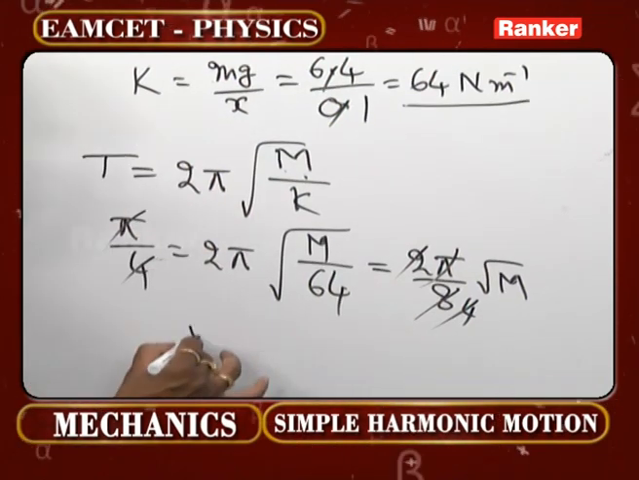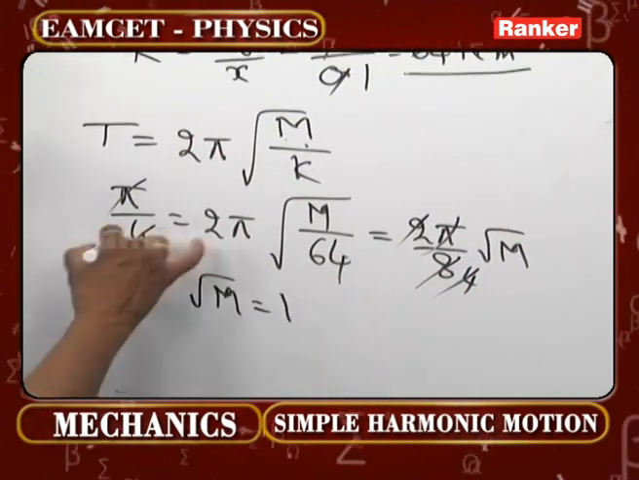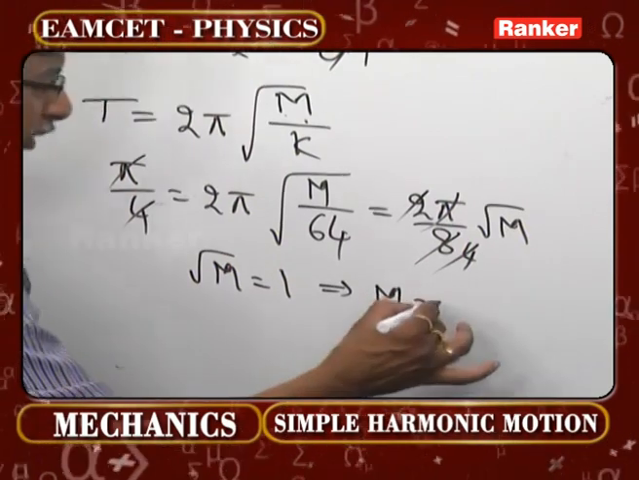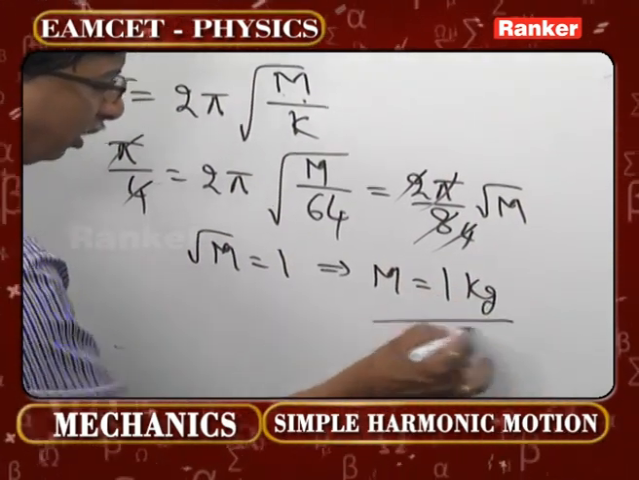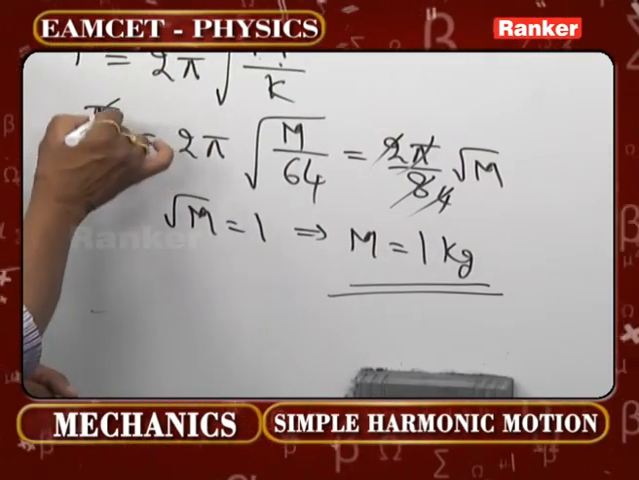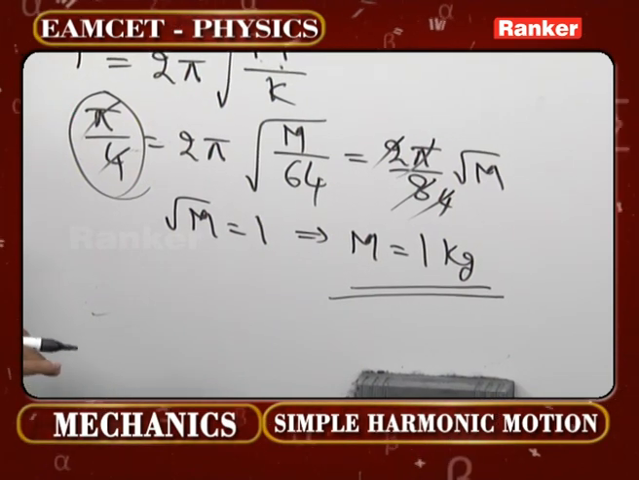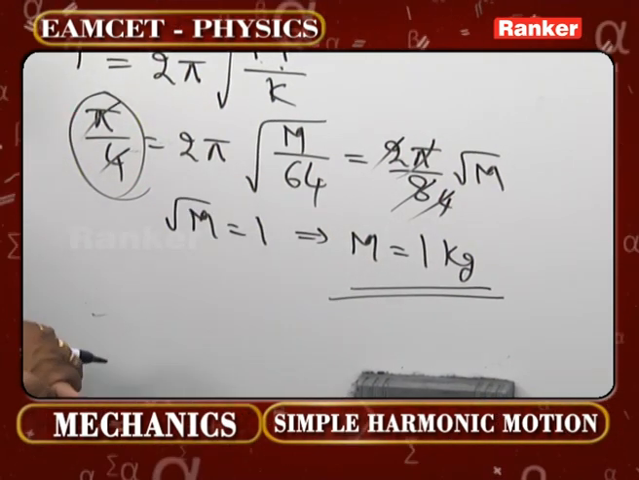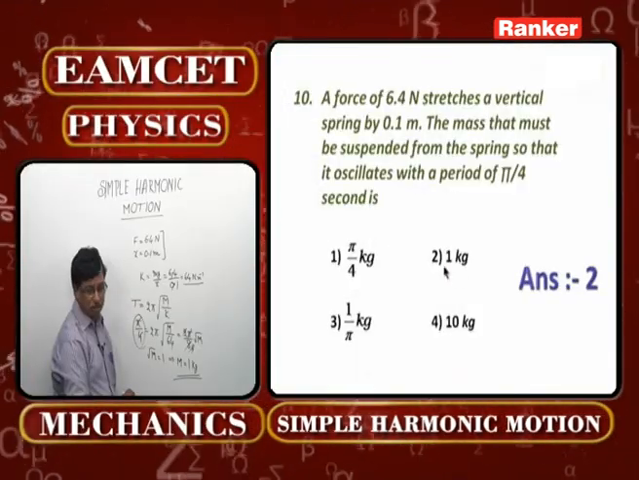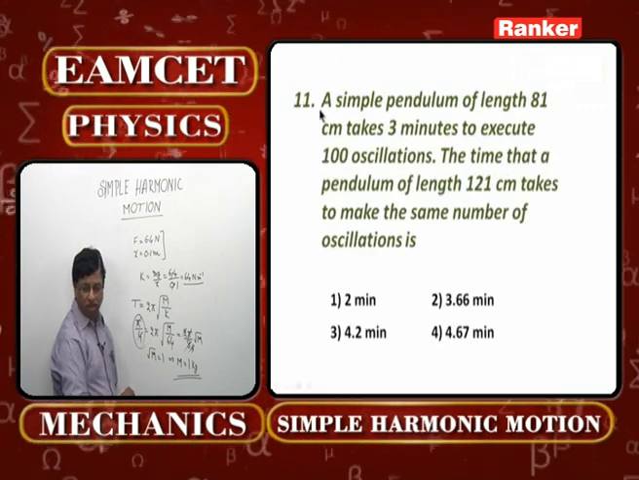What is now left over? Root m on my right is equal to 1 on my left. Then what will be the value of m, please? Squaring up 1, it now becomes 1 kg. So what amount of mass is to be attached so that the time period becomes pi by 4 seconds? That is the concept asked. So automatically the correct option here will be the second option. Okay, now let us check the next one, problem number 11.